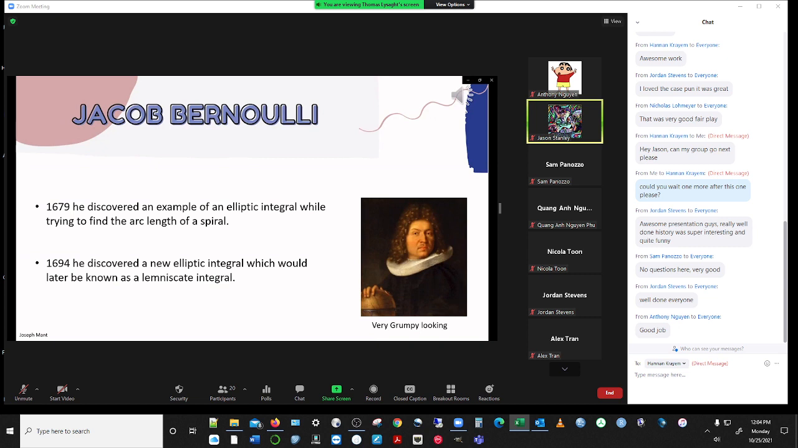The next contribution in 1694 was when he discovered a new elliptic integral, which is now known as the Lemniscate integral. The integral gets its name from when Bernoulli examined the shape of an elastic rod when compressed at its end. During the study, he introduced a Lemniscate curve to the curve of the elastic rod he examined and proved that the resulting integral satisfied the definition of an elliptic integral.